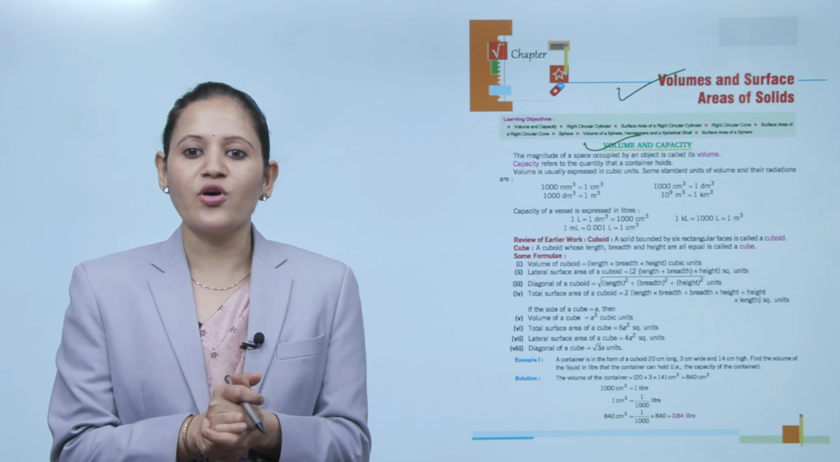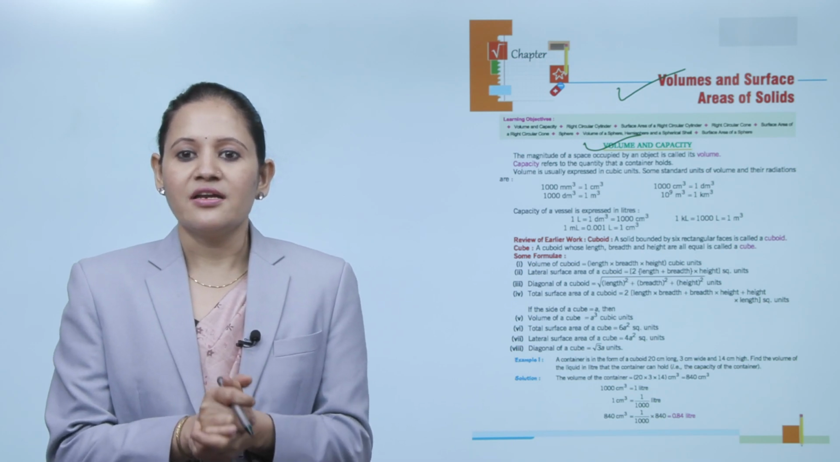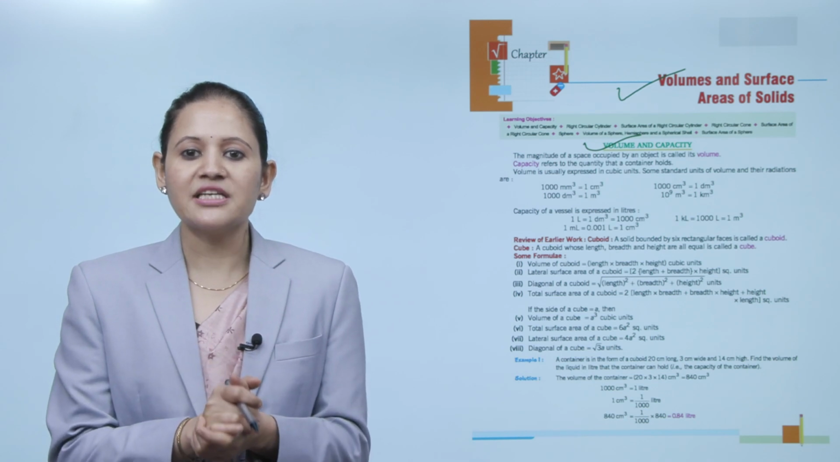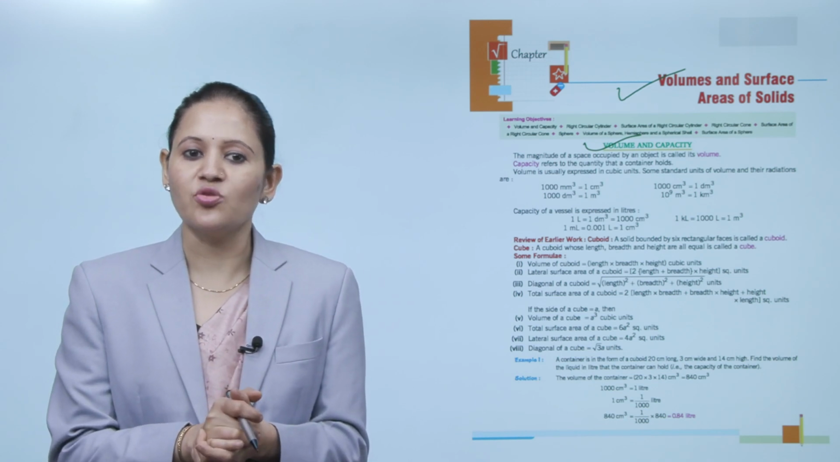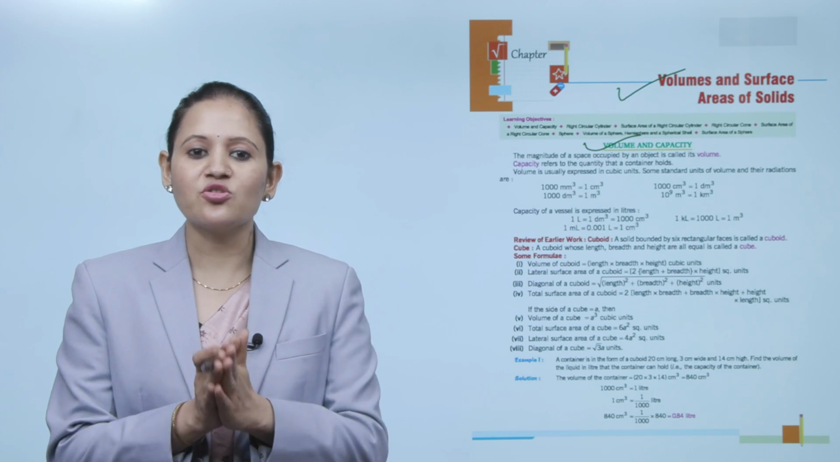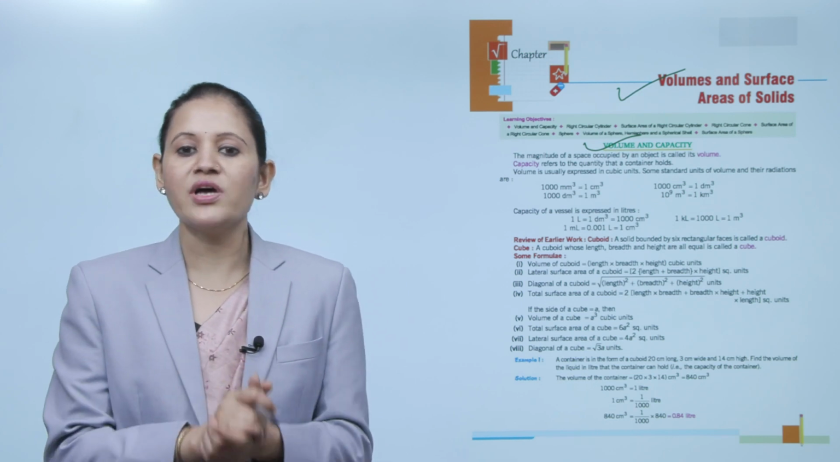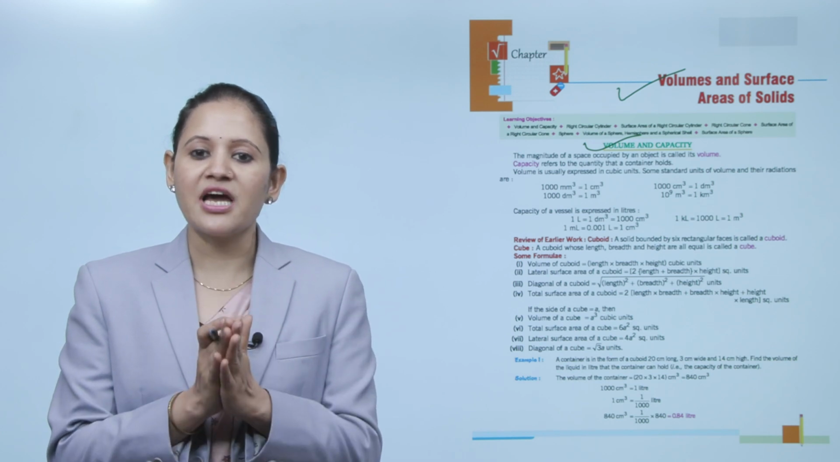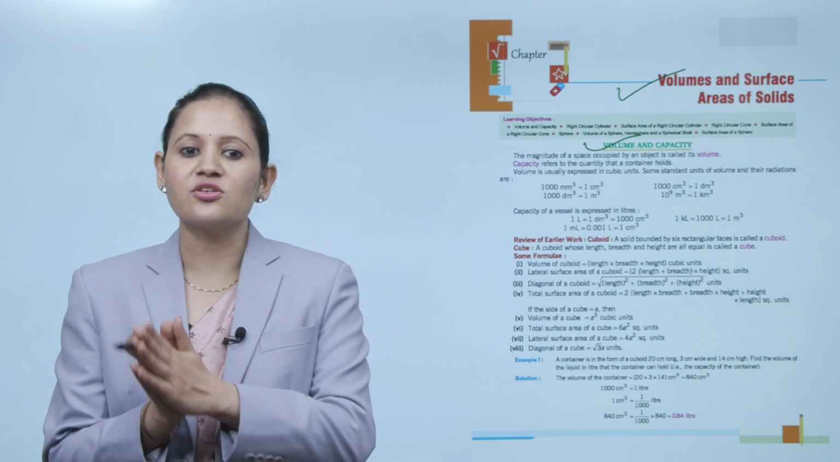Some standard units of volume and their relations are: 1000 millimeter cube equals 1 centimeter cube. 1000 decimeter cube equals 1 meter cube. 1000 centimeter cube equals 1 decimeter cube. 10 to the power 9 meter cube equals 1 kilometer cube.